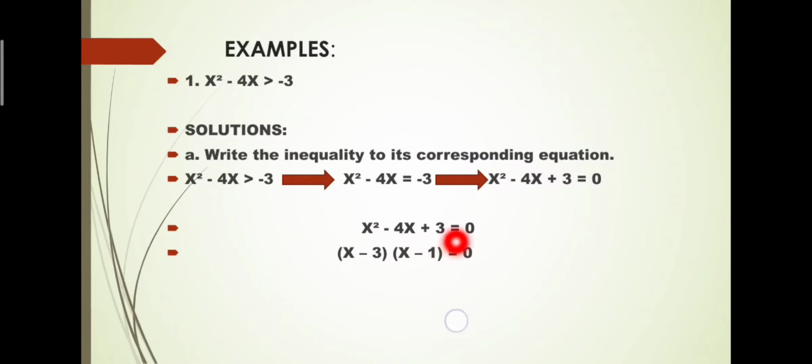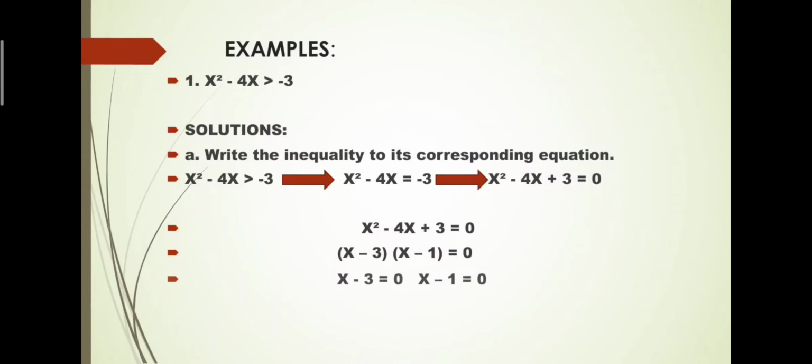So, first, you are going to find the factors of positive 3. The factors of positive 3, if you add those numbers, should result in negative 4. So, the factors are negative 3 and negative 1. Because if you multiply them, negative 3 times negative 1 is equal to positive 3. Then when you add them, negative 3 plus negative 1 is equal to negative 4.